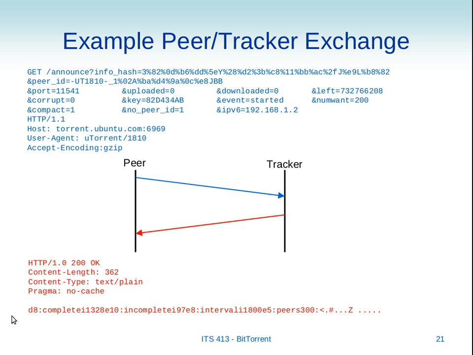This illustrates with a little bit more detail. This is the GET request going from peer to tracker, the blue one, and the red one is the tracker responding, the HTTP response. See, the GET request has a long URL. GET /announce, because that's what the .torrent file gave as the URL for the tracker.